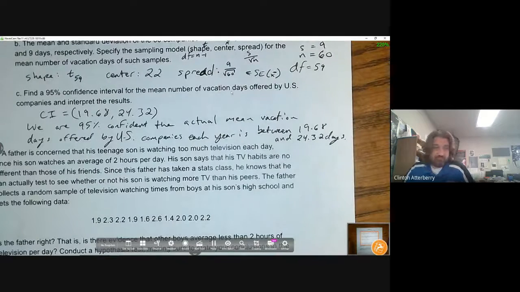What's the question about? Just regurgitate that with the numbers placed in there, almost like a Mad Libs type style. So 95% confident the actual mean vacation days offered by US companies each year is between 19.68 and 24.32 days. That's the actual average. Are we 100%? No. We could have gotten a weird sample that was too high or too low. Goldilocks, right? We don't know, but based on the stats that we computed, that's the best we got right now. It's between there.